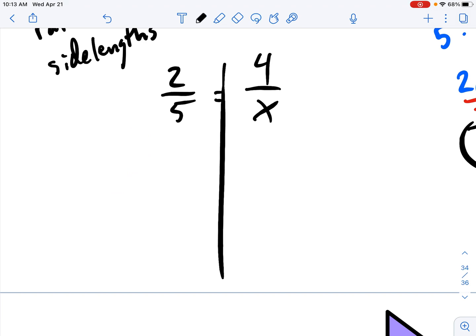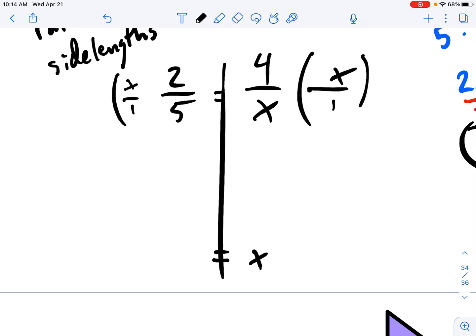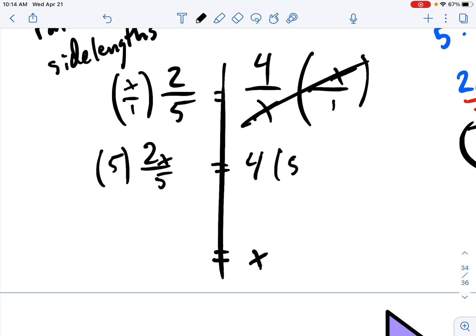So remember, our goal in algebra is to get x by itself, right? So here we have 4 divided by x. So to get rid of 4 divided by x, not x divided by 4, we want to multiply by x on each side. We want to multiply by x over 1. That way, these will cancel out, and we'll get 2x over 5 equals 4. Then we want to get rid of the dividing by 5, right? So we're going to multiply by 5. So then we'll get 2x. These cancel out. We get 2x equals 20.